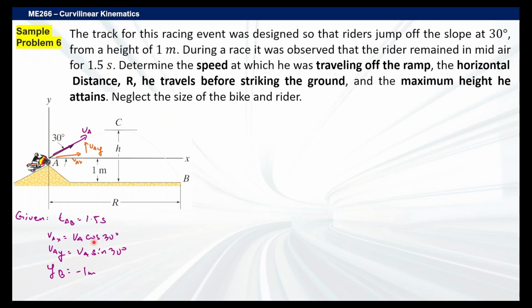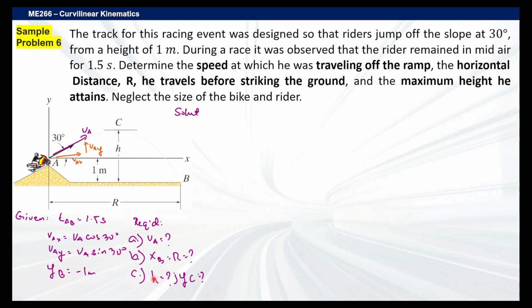VAY natin dito is VA sine 30 degrees with a total time traveled from TA to TB, which is 1.5 seconds, and then yung YB natin here, we can get that as negative 1 meters naman dito. Okay. Next up is we're required to determine yung magnitude ng VA and yung range, and then of course yung total height H or YC, yung maximum height attained.